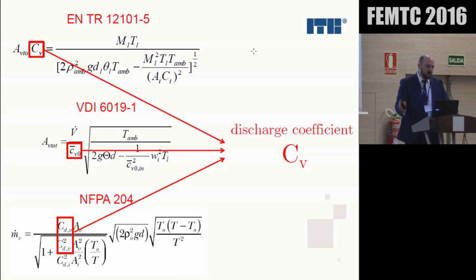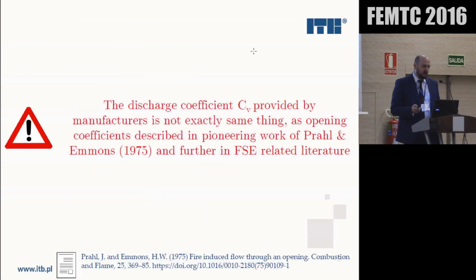And that's all over the world: in European standards, in German standards, in NFPA standards. It always ends up with some form of discharge coefficient that you use, put into your equation, and then get the amount of smoke ventilators you should put on your roof. But this discharge coefficient is not really the best way to determine the performance of a natural ventilator.